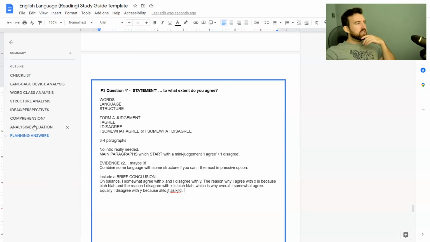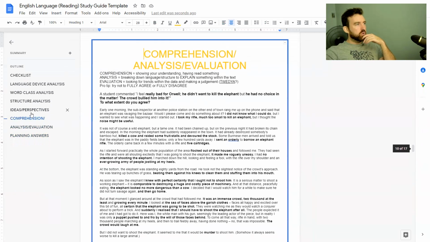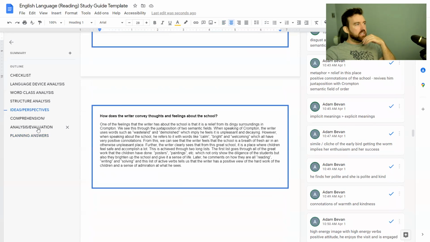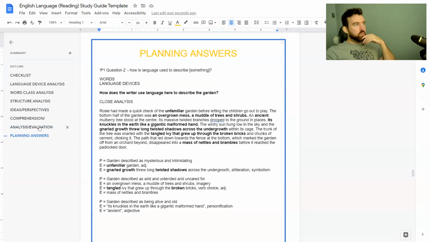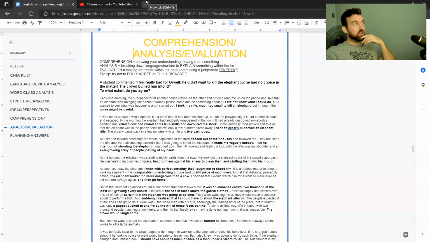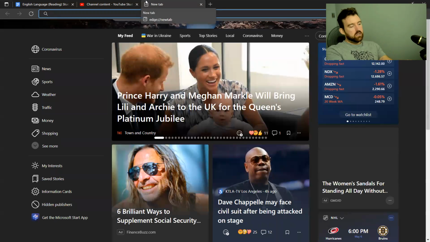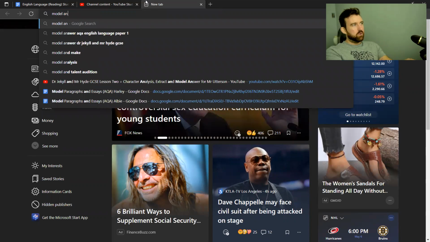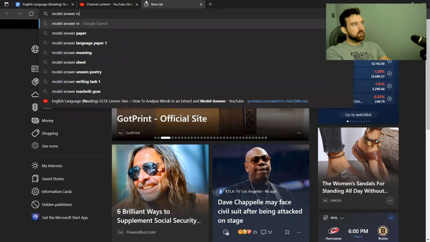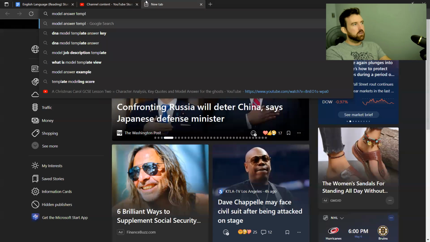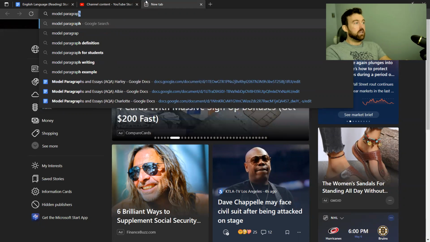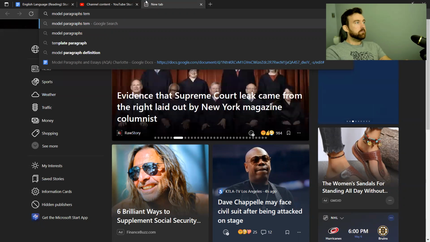So I'm trying to remember if I did a model answer for question 4. I feel like I didn't, which is why I think it would be great for me to actually go into a different document for a second. And it's my model answers document. Model paragraphs and essays. Template.